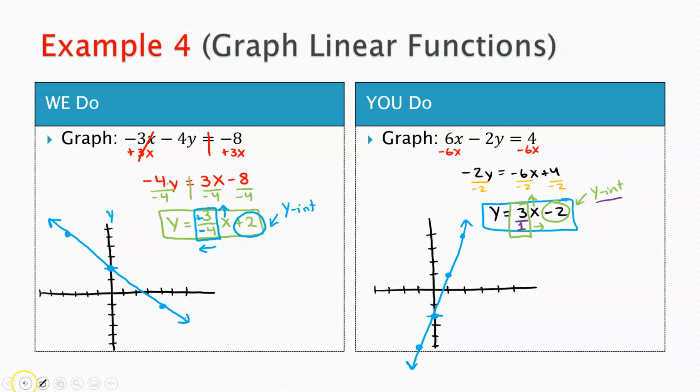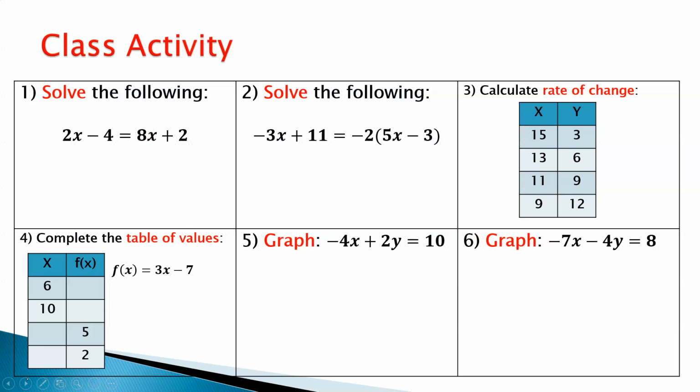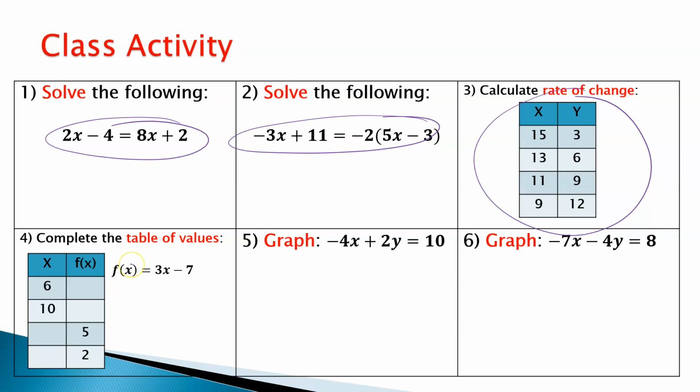All right, guys, so here's the deal. At this point, we are done with the lesson. You guys have 6 problems for today's class activity. The first couple here, you're solving a multi-step equation. For the next one, you're calculating rate of change. For the fourth one, you are completing the table of values, filling in those missing boxes. And for the last two, number 5 and number 6, you are graphing. Again, give me the best graph you can. I know you guys don't have graph paper, so as long as I see 2 points and you connect those, that's going to be okay for me.